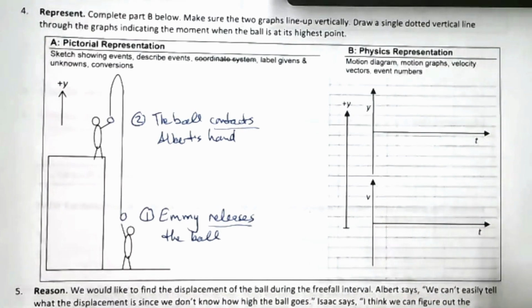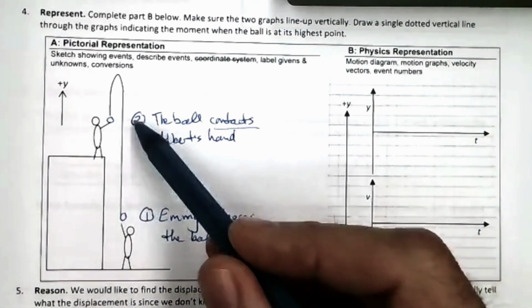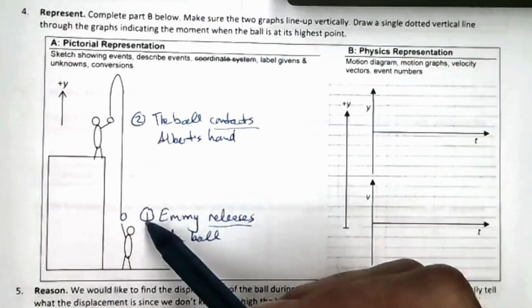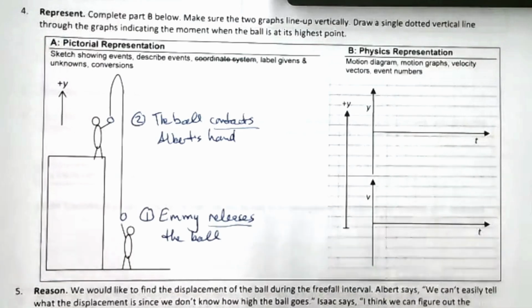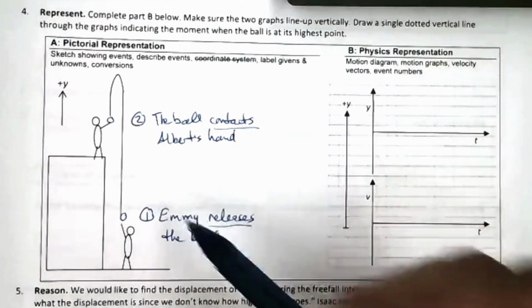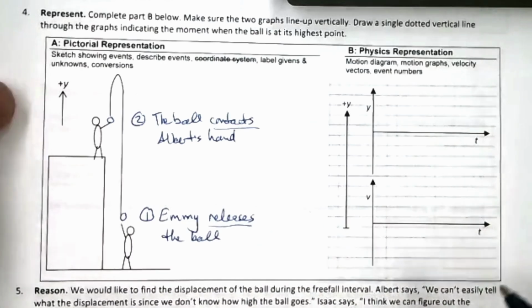We need to be super careful that we don't include intervals of time while there are other interactions with the ball. While Emmy is pushing on the ball in order to throw it, or while Albert is pushing on the ball in order to catch it and slow it down. So we have to be super careful. With our choice of events here, between event 1 and event 2, the only interaction is the gravitational interaction. And so this is the interval of free fall that we are looking for.